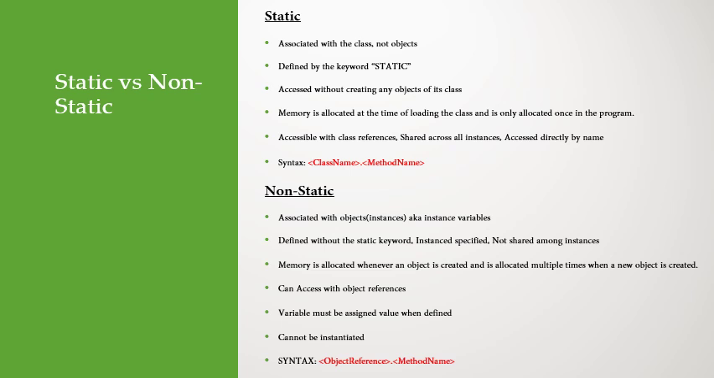They're also known as instance variables. It's defined without the static keyword. It's instance specific, not shared among instances. Memory is allocated whenever an object is created and is allocated multiple times when a new object is created. You can access it with object references. The variable must be assigned when the value is defined, and it cannot be instantiated. And the syntax for that, of course, is the angle brackets, object reference, dot, method name with the brackets.